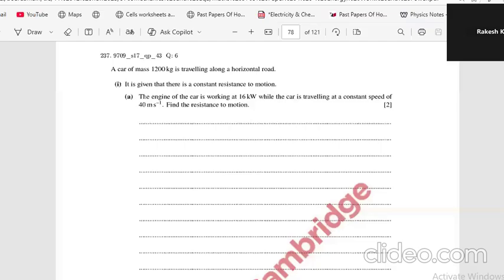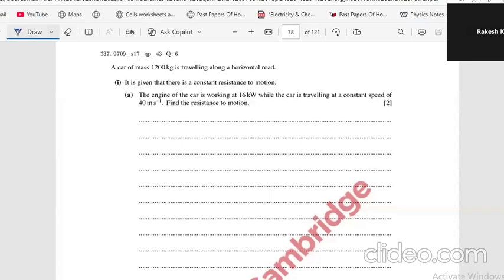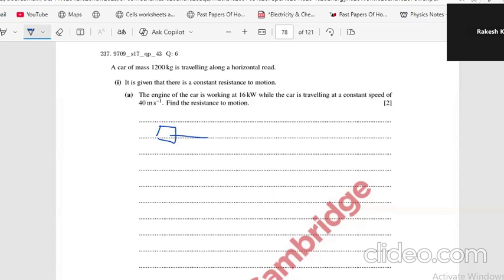You see, it's like this. There is a car, and if the car is moving in a horizontal direction, then it is applying a force, engine force, and that force times velocity is the power of the engine.